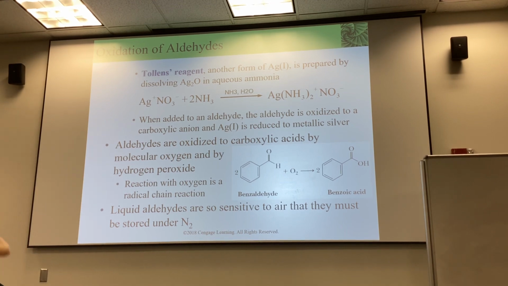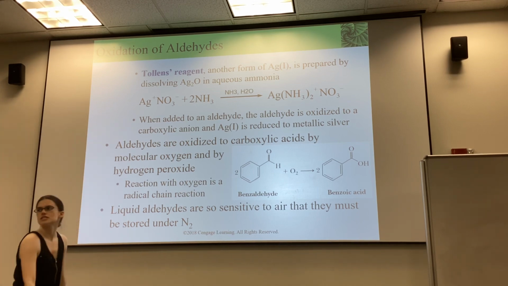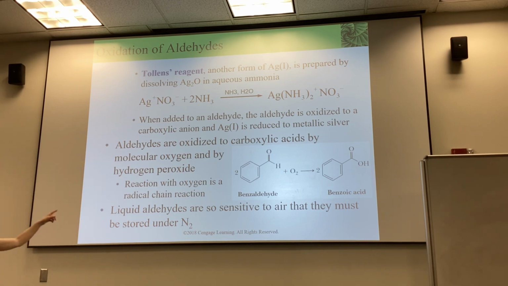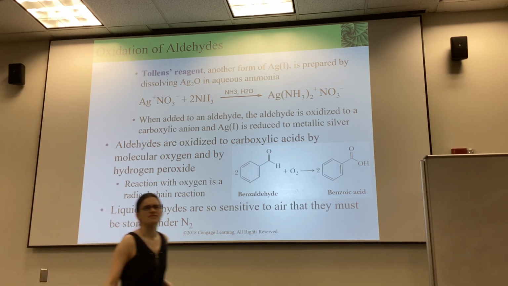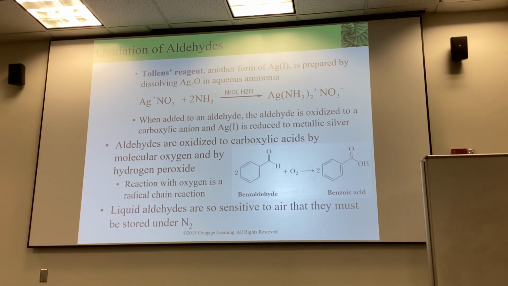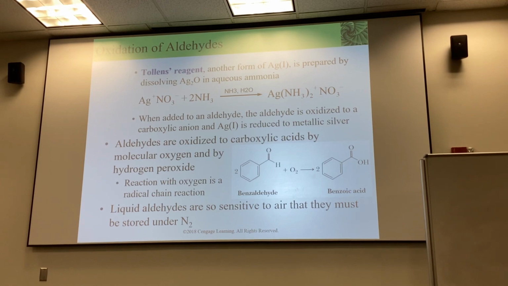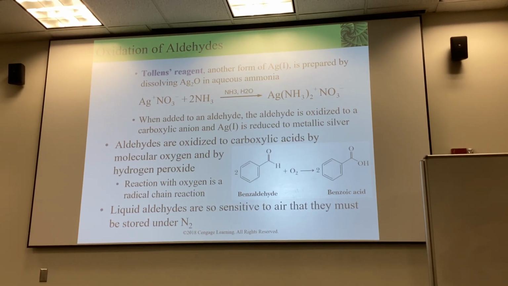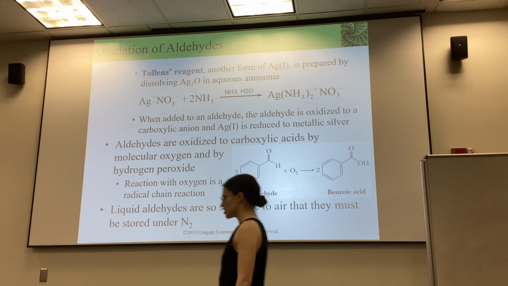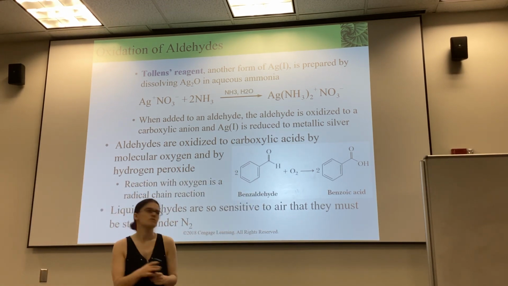Aldehydes can be oxidized to carboxylic acid by molecular oxygen and by hydrogen peroxide. With oxygen, that's going to be a radical chain reaction, so I'm not going to make you write the mechanism for this. But has anybody seen radical mechanisms? Okay, yeah, it's when you do half arrows and stuff. A bunch of these we're not going to have to know mechanisms, only some of them.